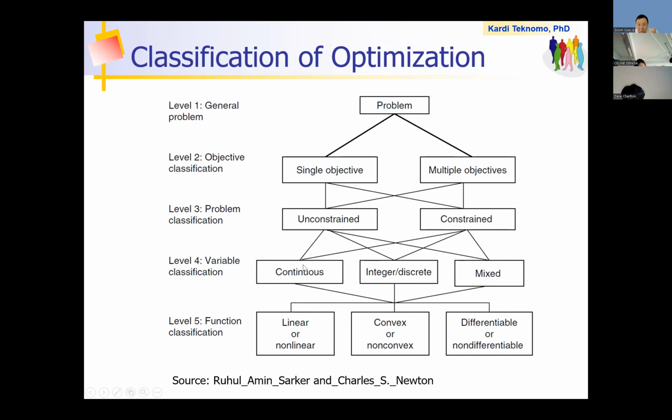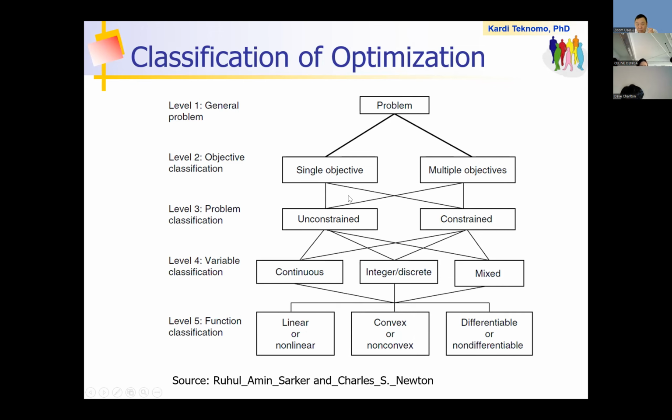Then check also whether the decision variables are continuous, integer, discrete, or mixed between continuous and integer. And then the last one, you check whether the function is actually linear or non-linear, whether they are convex or not, or whether they are differentiable or not. So based on these, you will know the classification of optimization, which algorithm that you will use.